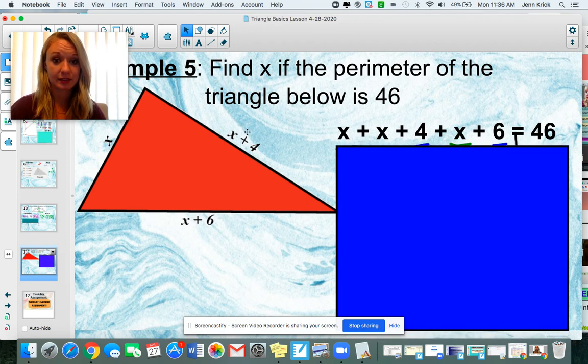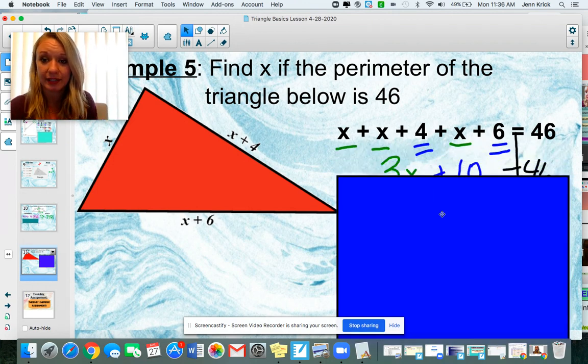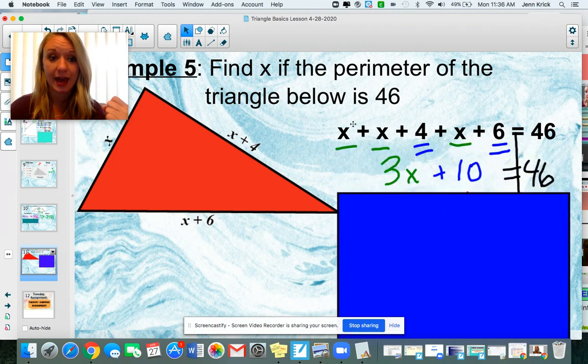You've got x plus 4 plus x plus 6. Then you need to go through and identify all of your like terms and clean them up and combine them. So look how I highlighted or underlined in the different colors. I see that I've got 1, 2, 3 x's. So 1x plus 1x plus 1x is 3x. And then I've got 4 plus 6, which gives me 10.